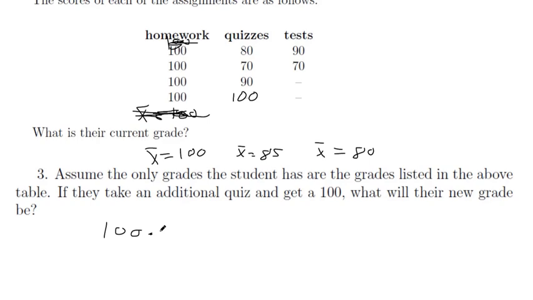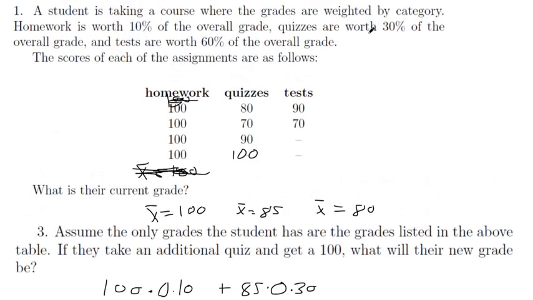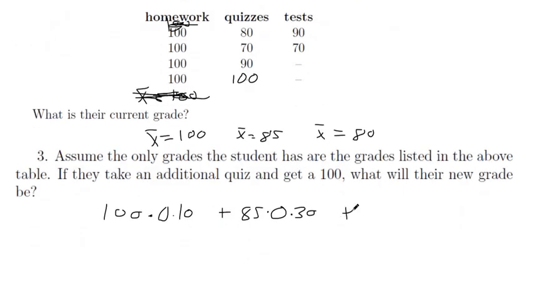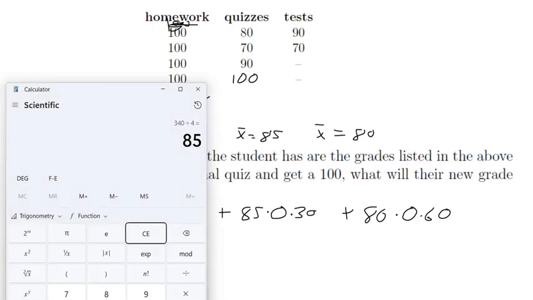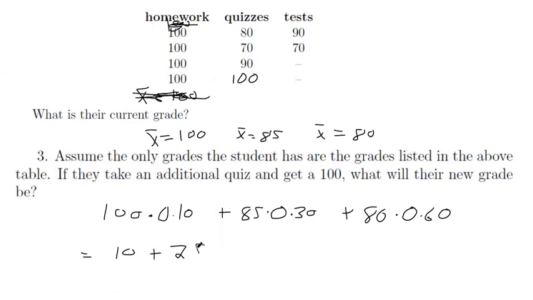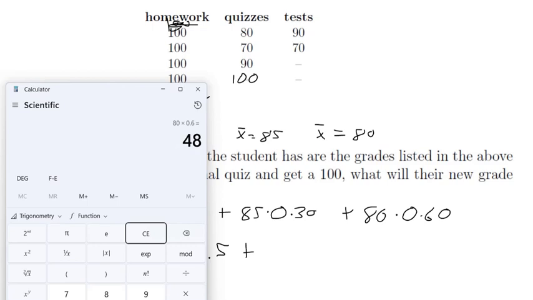You multiply the homework grade by the decimal form of the percentage. Multiply the quiz grade by the decimal form of the percentage. I think the quizzes were 30%. And then the test grade, multiply by the decimal form of the percentage. So that's 10 plus 25.5 plus 48.